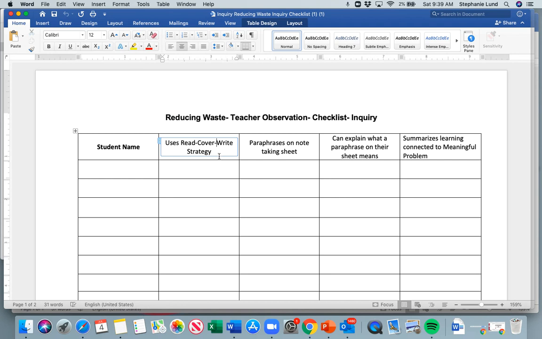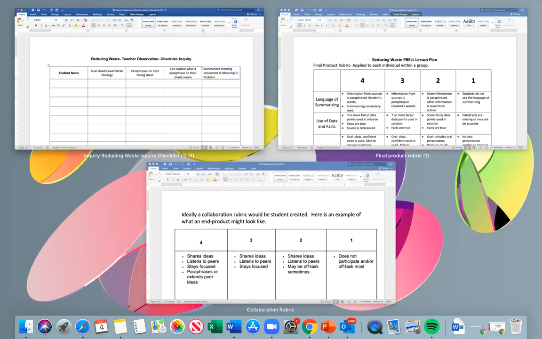I'm looking for, can they use the read, cover, write strategy? Can they paraphrase? Can they explain what that paraphrase meant? And are they actually summarizing something connected to the meaningful problem? So I would use this, I would individually observe or meet with students, ask simple questions to measure whether or not they could do this.